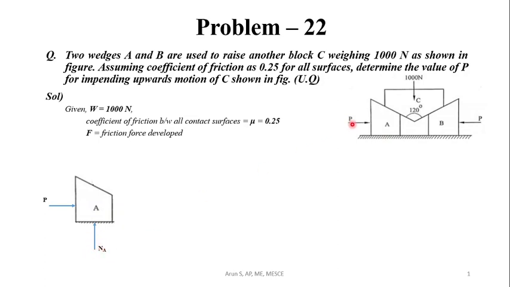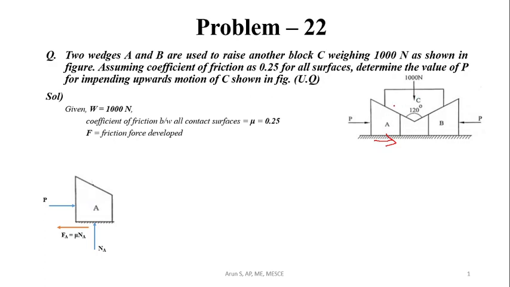Clear. Now, if force P is applied, wedge A will be moving towards the right. The friction force will then be towards the left. Let it be FA, which is equal to mu into NA.